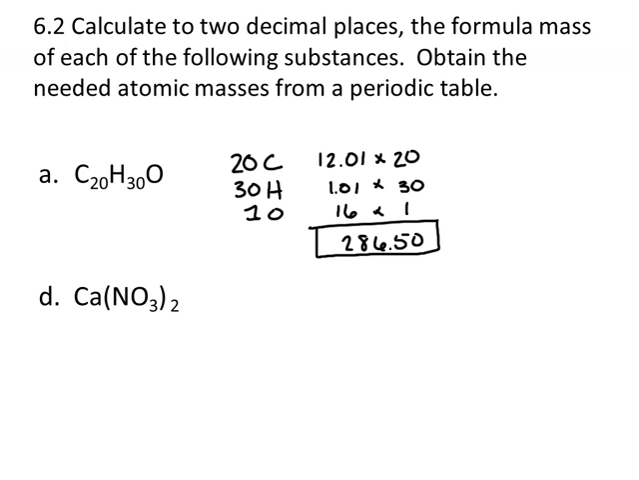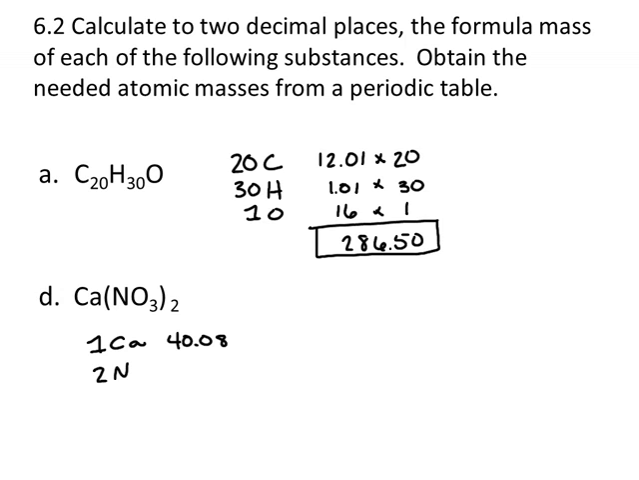In calcium nitrate, I have 1 calcium. Calcium has a molar mass of 40.08. I should say formula mass. You can tell I use molar mass way more than I use formula mass. They're essentially the same thing, just different units.